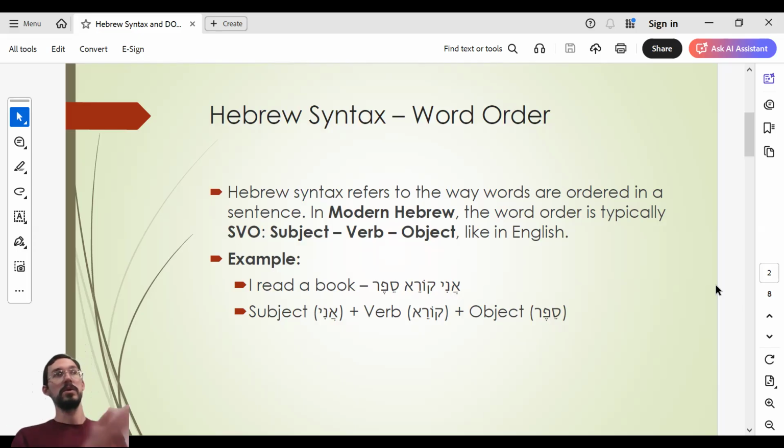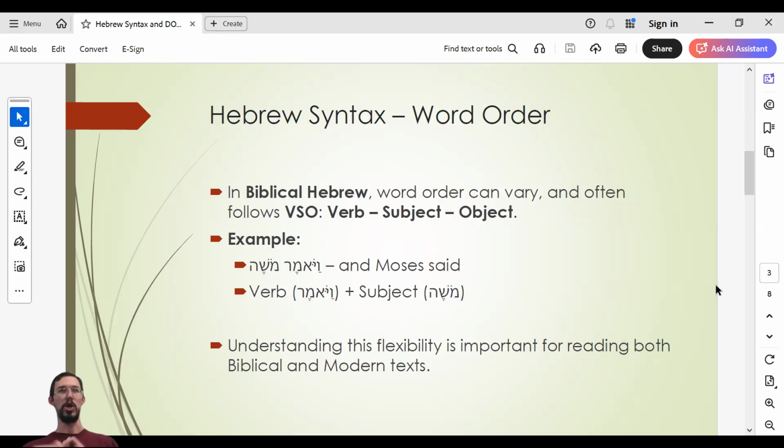So, for example, I read a book, right? Ani kore sefer, starts with ani being the subject, the pronoun ani, I am. The to be verb is not there, it's nowhere to be found. We're supplying it. And then sefer will be the object. I am reading what? I'm reading a book, right? Just a quick download or a refresh to the mind.